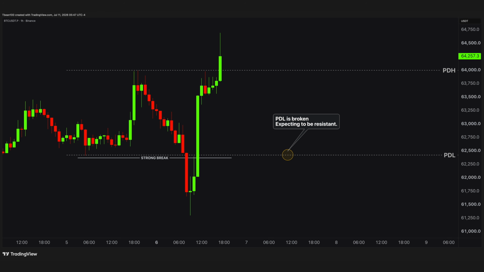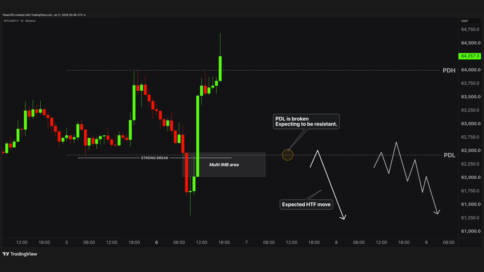However, after this, I was also expecting this PDL, the low level, to act as a resistance and support level, because this was the natural playout from the historical data. And also, this multi-imbalance area appeared on the chart. So my expectation was quite simple. Fill back this multi-imbalance area, hit this previous day low level as the support and resistance area, the flip location, and crash one more time. This was the honest high time frame analysis.